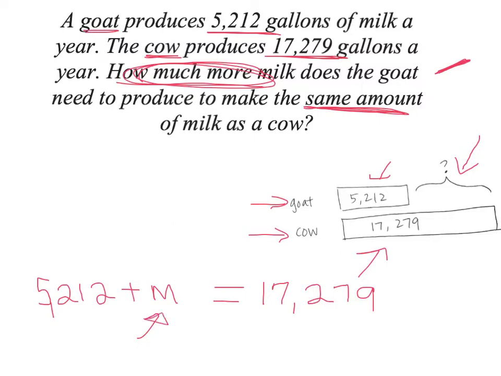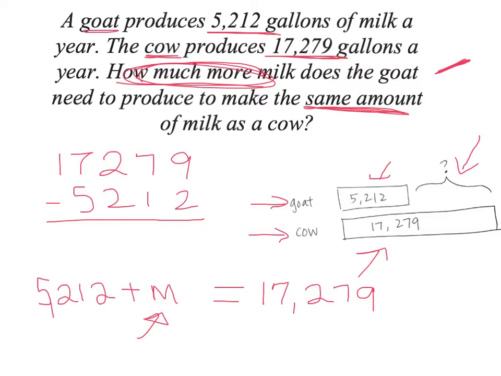Well, this is an addition problem, and finding the M is very difficult by just guessing what number is going to go there. Remember, to be able to find the answer to a missing number for an addition problem, we do the opposite, which is subtract, and we always start with the largest number, which is 17,279 minus 5,212.